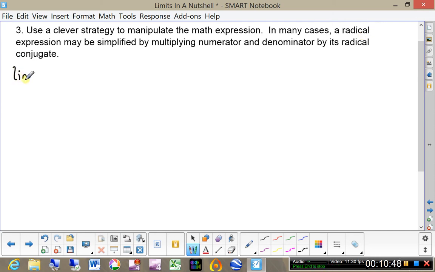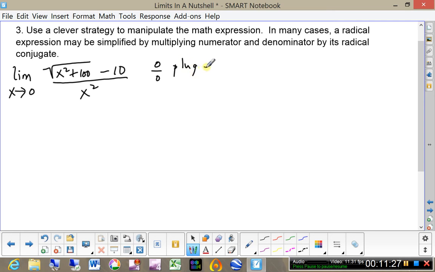I want to find the limit as x approaches 0 of the square root of x squared plus 100 minus 10 over x squared. Now plug in x equals 0 and you're dividing by 0. In fact, if you plug in 0, you get the square root of 100 minus 10, which is 0, and you get 0 over 0 if you plug in.